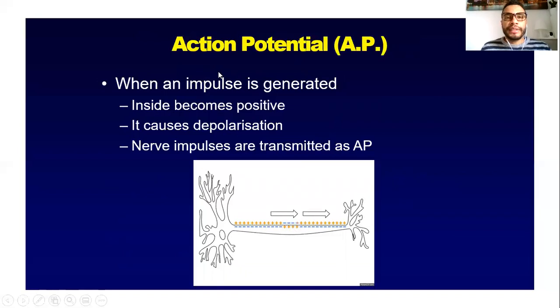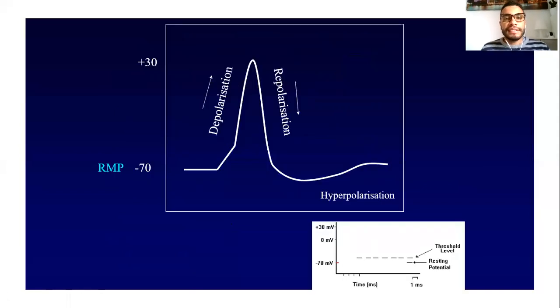And then we have the action potential, okay? When an impulse is generated, as you see here in this animation, normally the cell is negative inside and positive outside. So when an impulse is generated, inside becomes positive. This causes a depolarization in the nerve. You see here, inside is positive. So the nerve is depolarizing. And the nerve impulses are transmitted as action potentials.